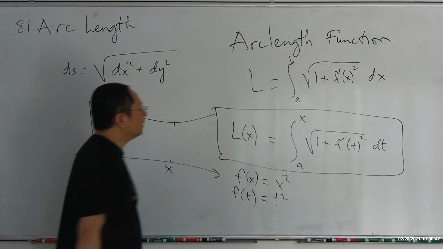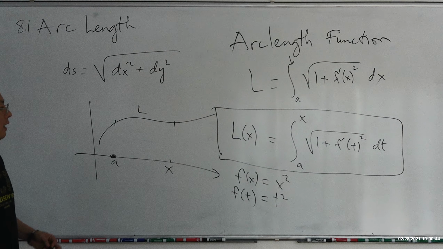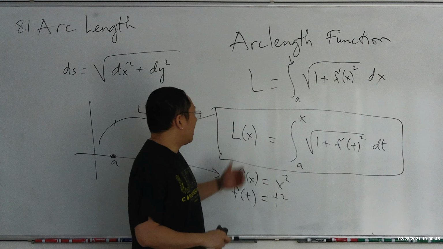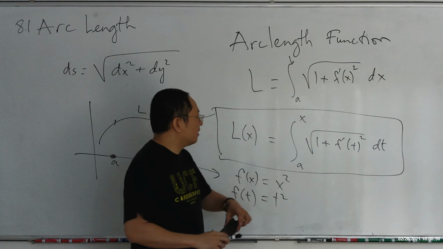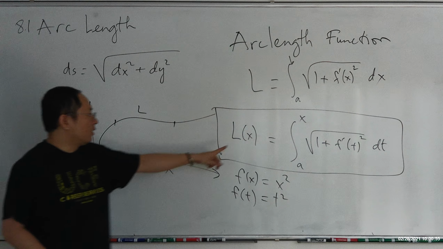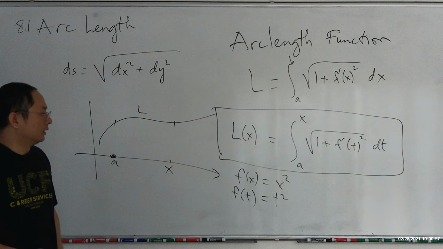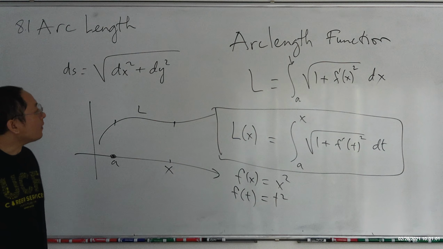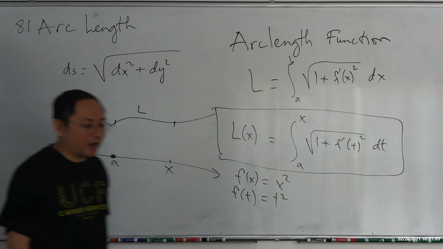And this one right here, we call it the arc length function, okay? You have the arc length function, say L of x equal to a function of x. So whenever you want to calculate the length from a to x, all you have to do is plug in the value for x, and you have a new arc length. It's not fixed anymore, it's a function. Okay, that's the whole idea for 8.1.